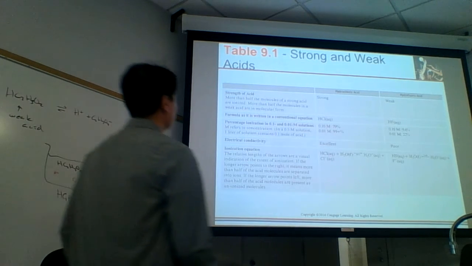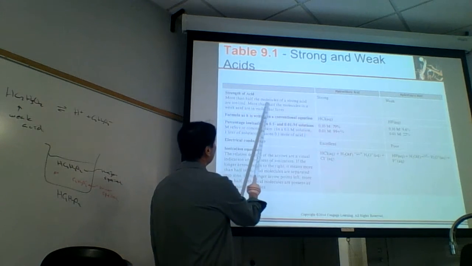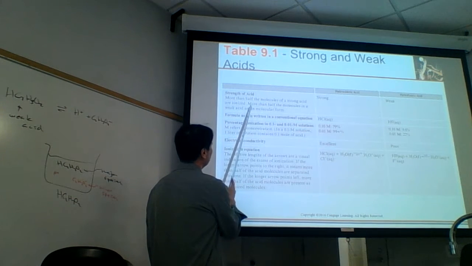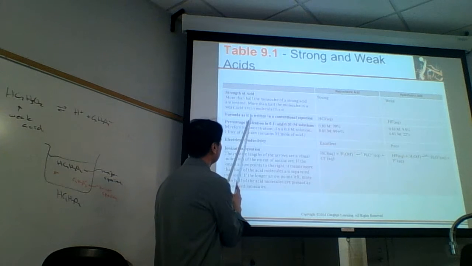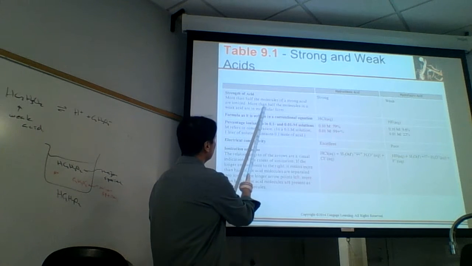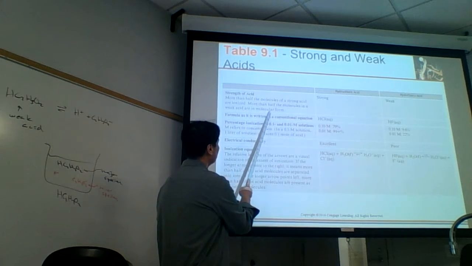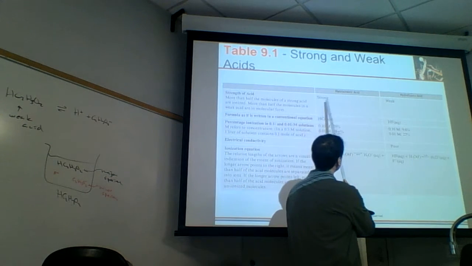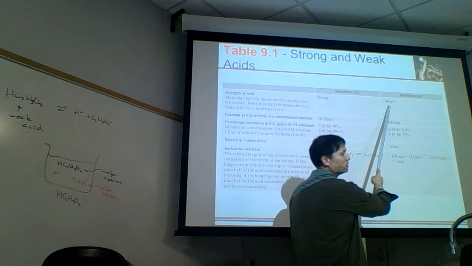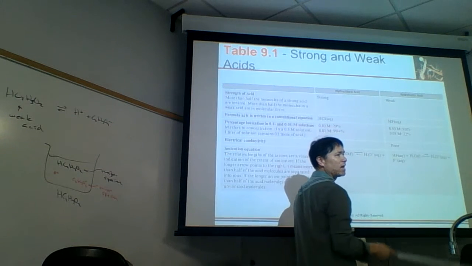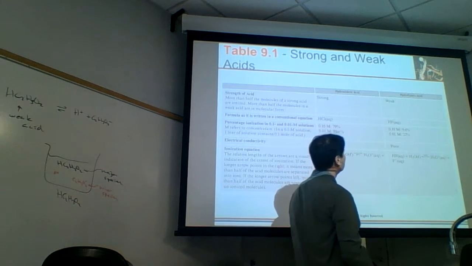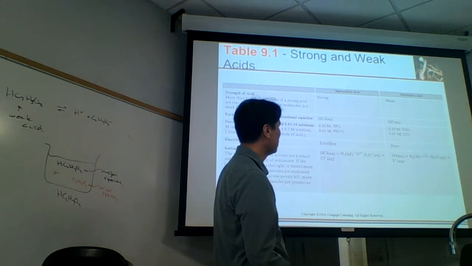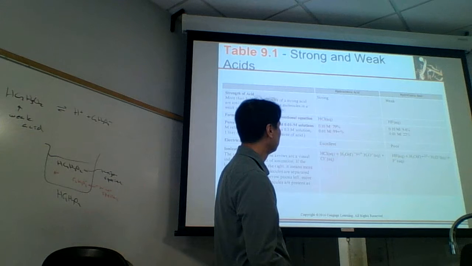So let's look at the strength of the acid. More than half the molecules of a strong acid are ionized. So, greater than 50% ionization. We'll just say complete ionization for strong acids. More than half the molecules in a weak acid are in molecular form. So it turns out hydrochloric acid is strong. Hydrofluoric acid is a weak acid. It's odd, because hydrobromic, hydrochloric, hydroiodic are all strong, but hydrofluoric is weak.